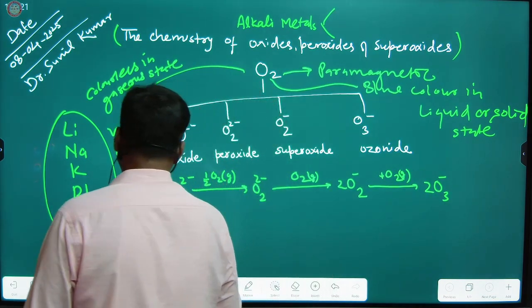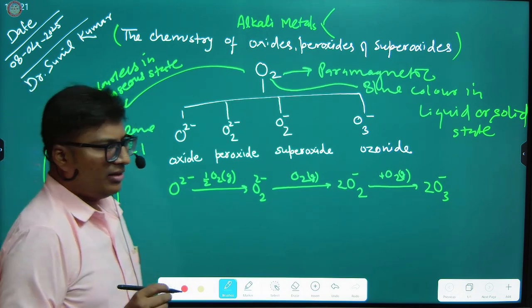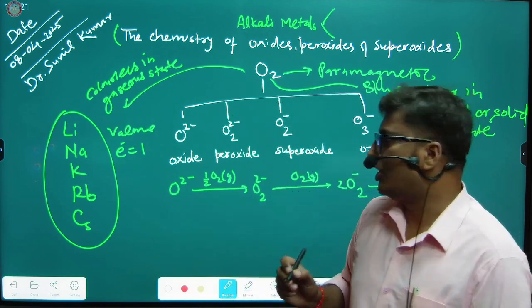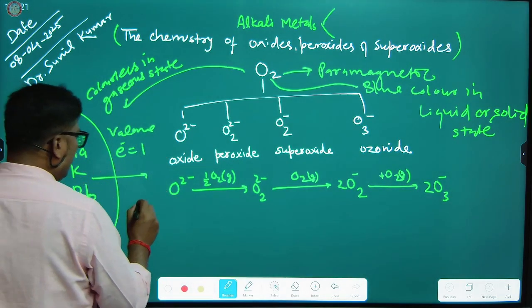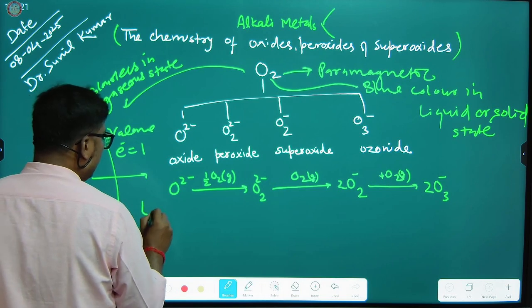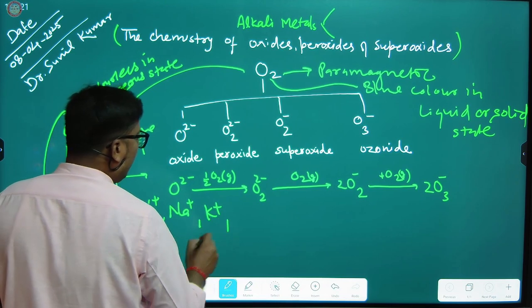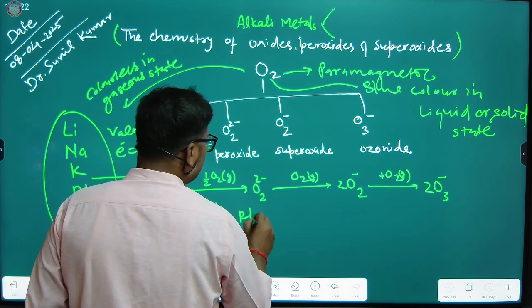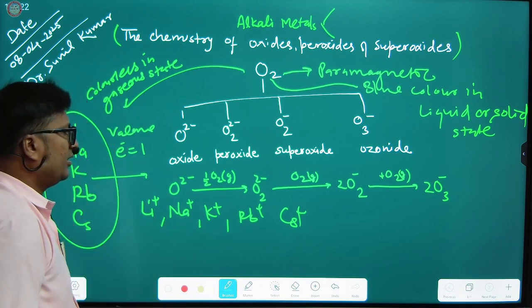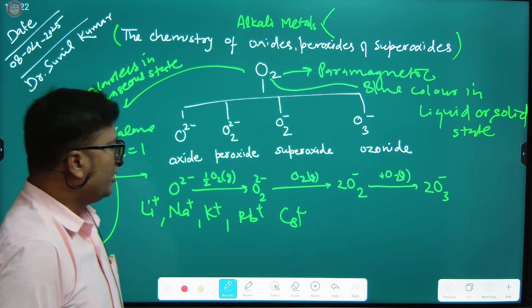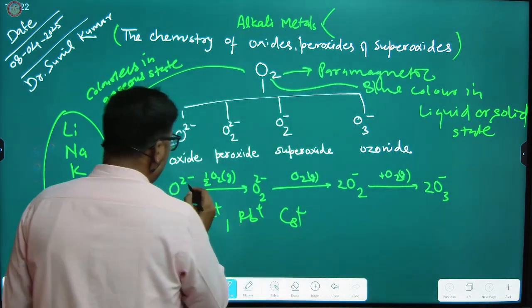So all alkali metals can oxidize their valence electron and carry a positive charge. So they will be changed into ionic states, that is Li plus, Na plus, K plus, rubidium plus, and cesium plus. Okay. So all these ions can react with the oxide ion. So first here we are going to consider the oxide ion.